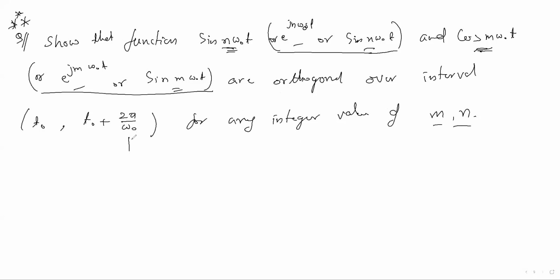Here, can you say what is 2 pi by omega naught? 2 pi by omega naught is nothing but capital T, the fundamental period, or you can say a period. This thing you should know: 2 pi by omega naught equals T only. So it is a very important question.